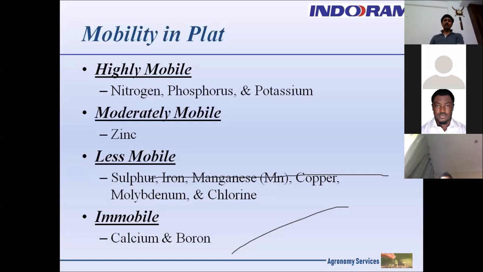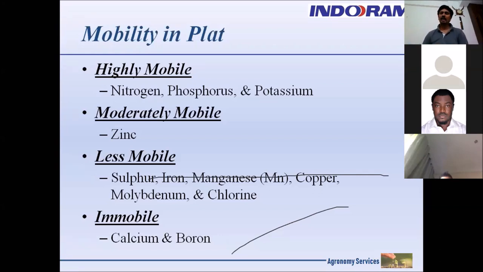There are some nutrients which are highly mobile in plants, like nitrogen, phosphorus and potassium. They are really highly mobile. If you know that these 3-4 nutrients are highly mobile inside the plant, then the moment the root absorbs them, they will reach the apical part of the crop. So the deficiency symptom is always on the lower side, the lower, older leaves. Based on that, if the deficiency symptom is on the lower leaves, then definitely these 3-4 nutrients are responsible for causing it.